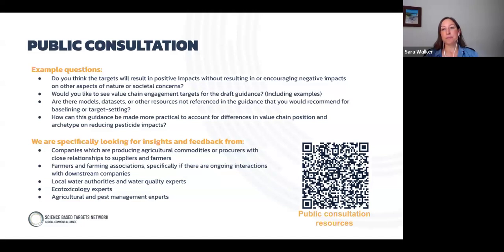And for those who will engage in the public consultation, these questions and others are included in the feedback form. And we're particularly interested in input from companies for whom these targets are relevant, subject matter experts, and of course, local actors who are responsible for managing water quality. So please do review the methods, provide your feedback on the form, and we're really looking forward to receiving your input and helping to continue to enhance this guidance.